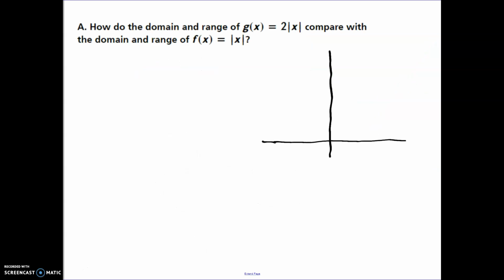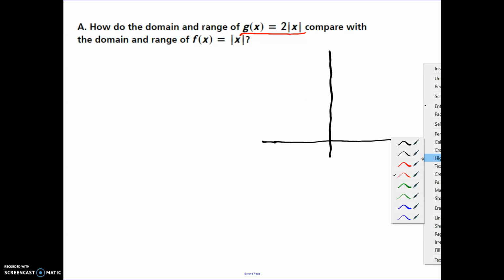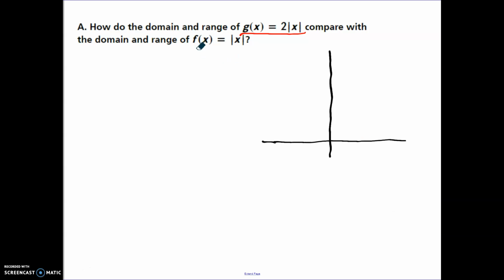So the reason I emphasize that parent function is, remember, I can always change it. I can always change my function around by performing operations on it. So if g of x equals twice the absolute value of x, how does that compare to the general parent function f of x equals the absolute value of x? So let's go ahead and just draw in our parent function.